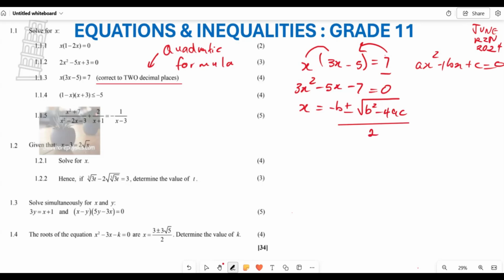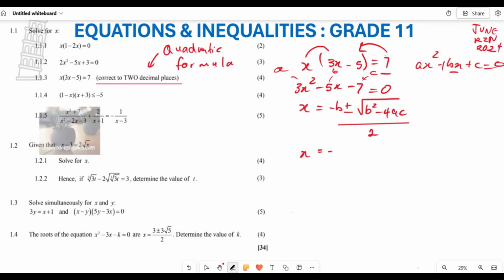And now what are you going to do from here? Then you are going to say, what is the value of my b, right? So my x is going to be the same as what? Remember, b is the one that is in here. The 3 is a, the negative 5 is b and the negative 7 is c, right?